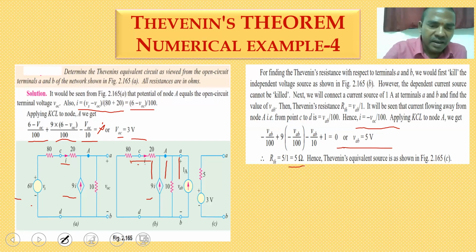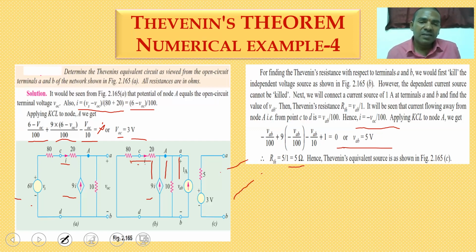So finally VTH in series with the RTH is the Thevenin's equivalent circuit. So 3 volts is in series with a 5 ohm resistor. So like this you have to calculate the equivalent circuit by using Thevenin's theorem. So next, another example.